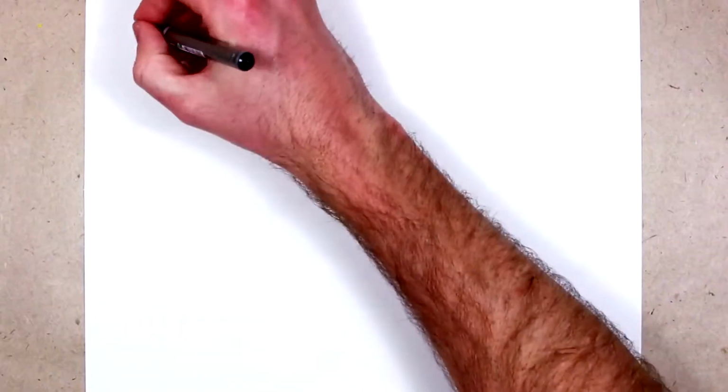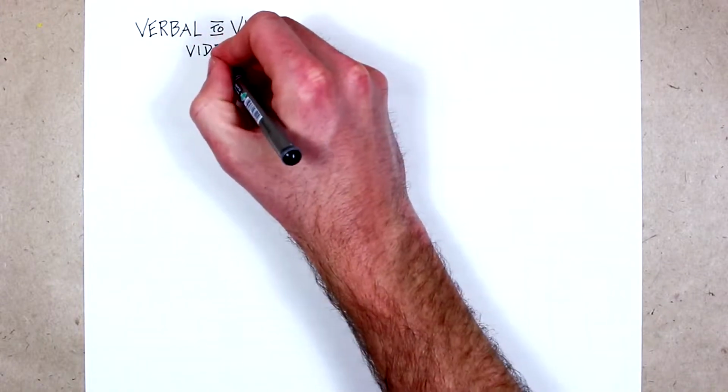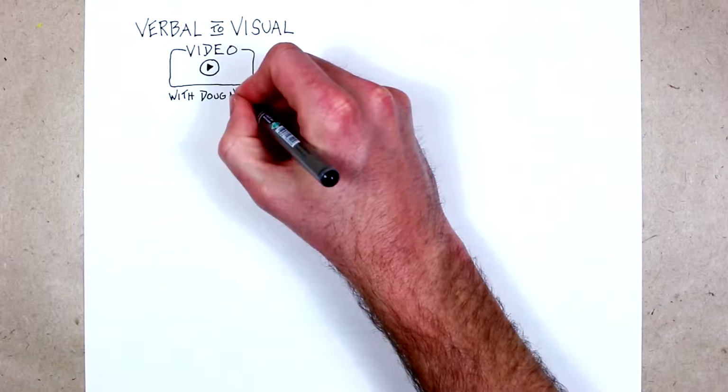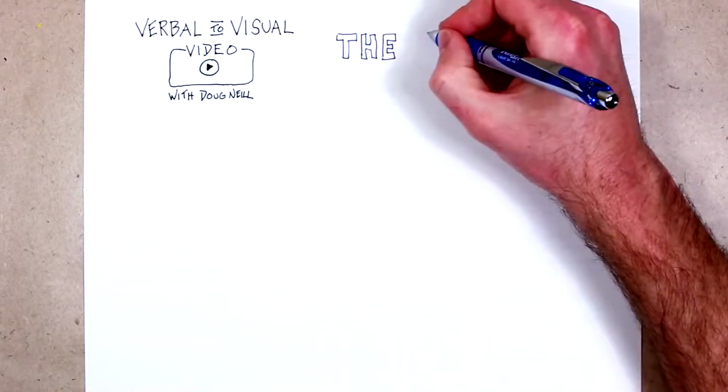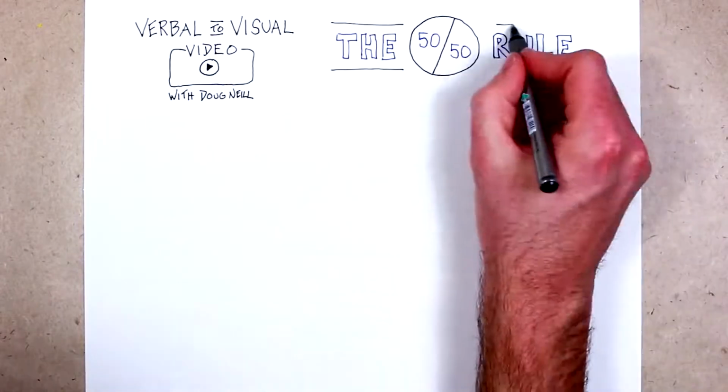I am your host, Doug Neal, and in today's episode, I'm going to share with you the one idea that has had the biggest impact on the way that I approach the development and use of visual note-taking skills. Let's get into it. The idea that I'm going to share with you today is called the 50-50 rule of visual note-taking.